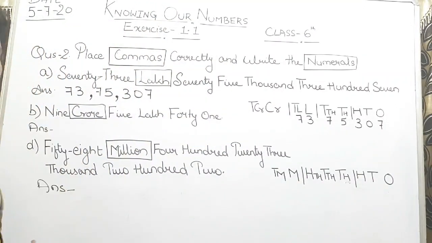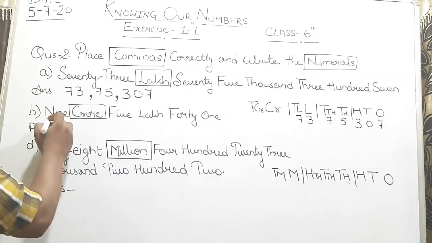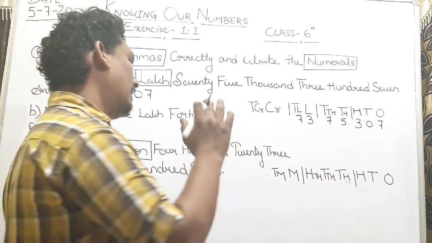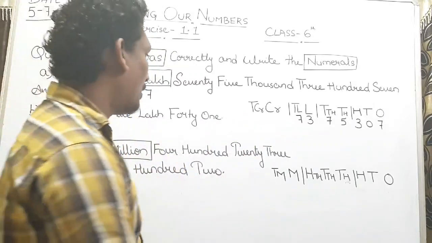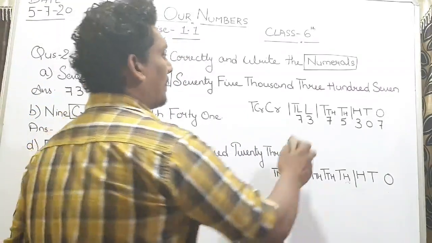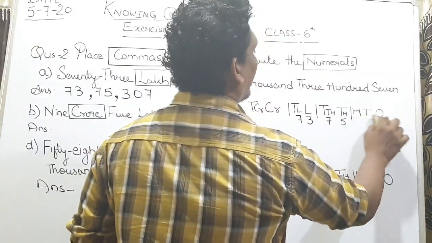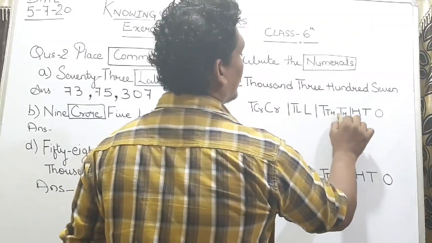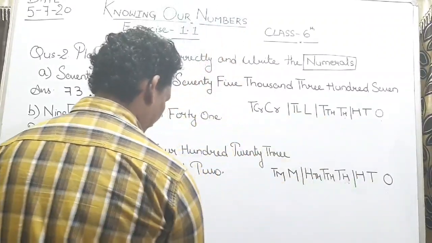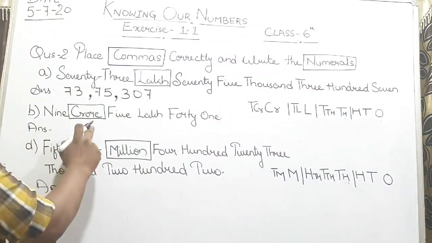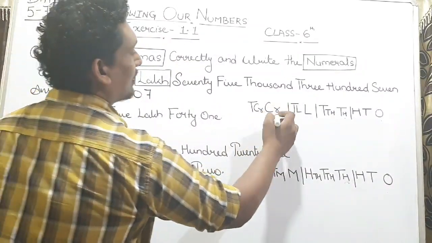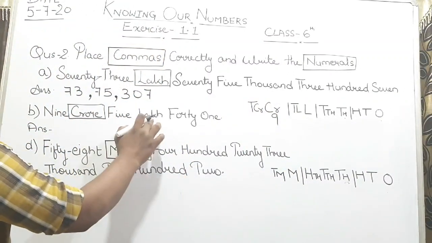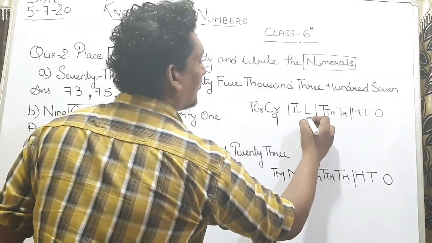Now, come to the next one, B option, right? 9 crore 5 lakhs 41. 9 crore. Again, it's an Indian system. So what you have to do, same thing, we will write it here below the place value. We will put the number, sorry. Okay. So the question is 9 crore, so it will come in the section of crore. Okay. 5 lakhs. Only 5 lakhs is asked. So we will write 5 here.